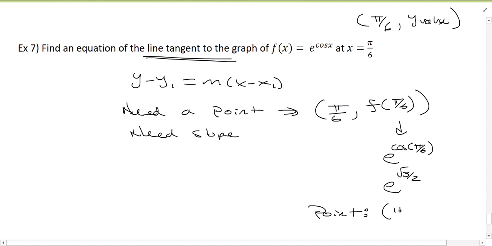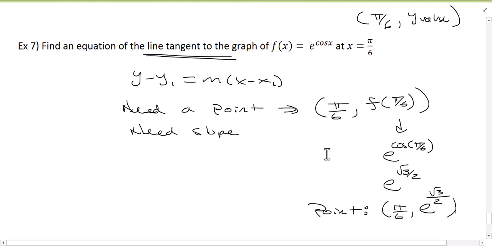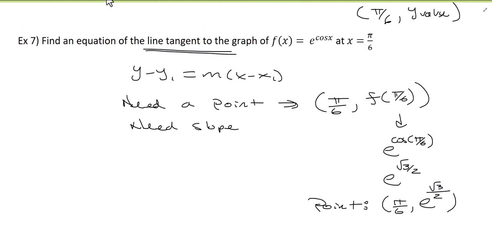So the point is x is pi over 6 and y is e to the square root of 3 over 2. Not a very pretty point, but that is our point. The next thing that we need is the slope. So how do I find the slope of the line tangent to a graph? The slope is given by the derivative.